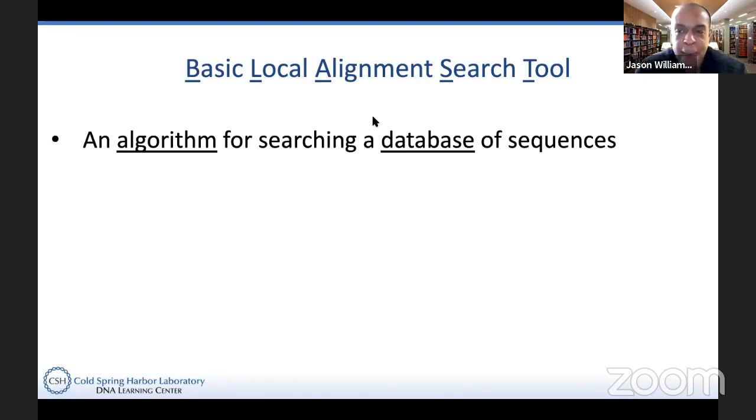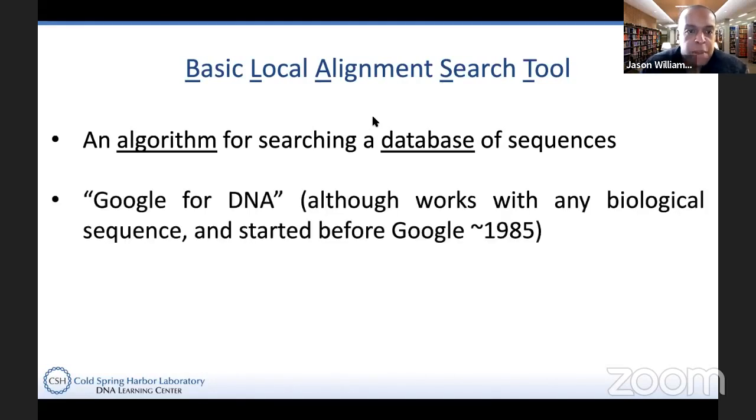Now, if you're doing bioinformatics, you need to be familiar with the term algorithm and database. I'm not going to go too deep into that, but an algorithm is a step-by-step method for coming to a computational result. And we'll learn a little bit more about databases because those are our sequences, our collection of known sequences, our positive controls, right? In some sense, when we're doing an experiment.